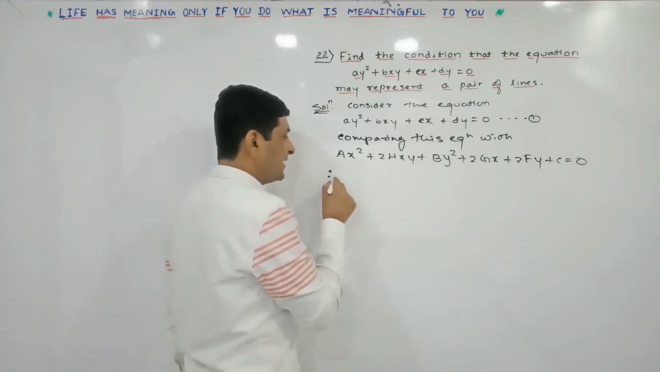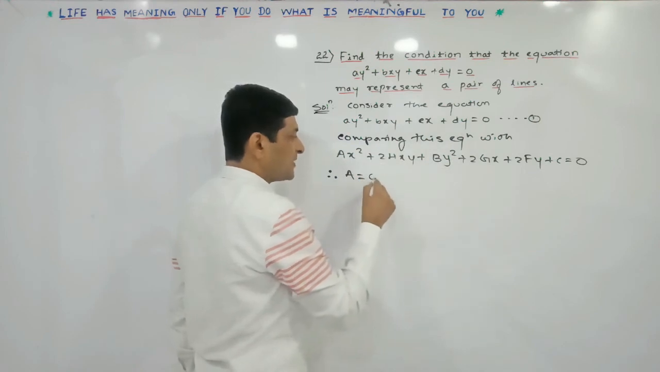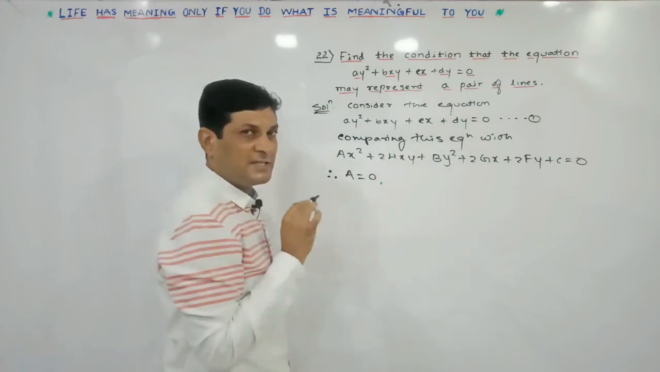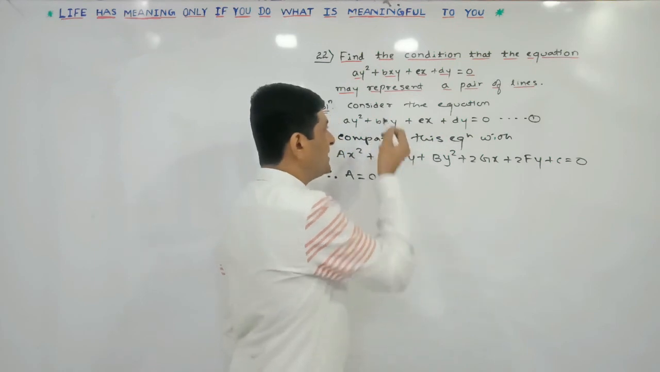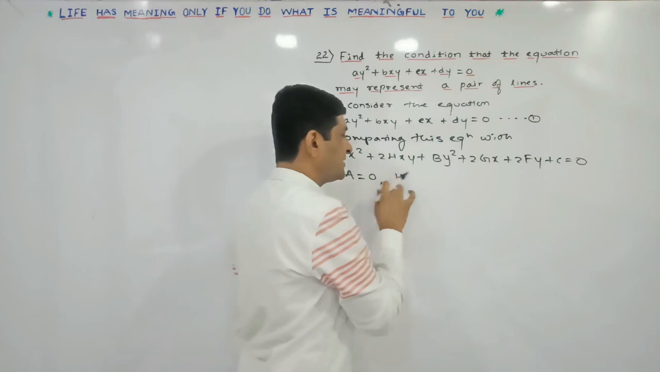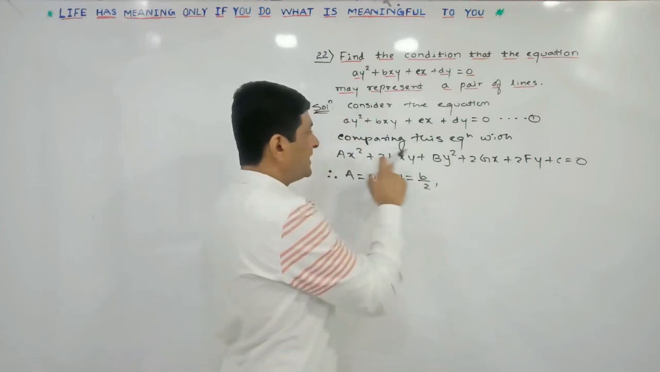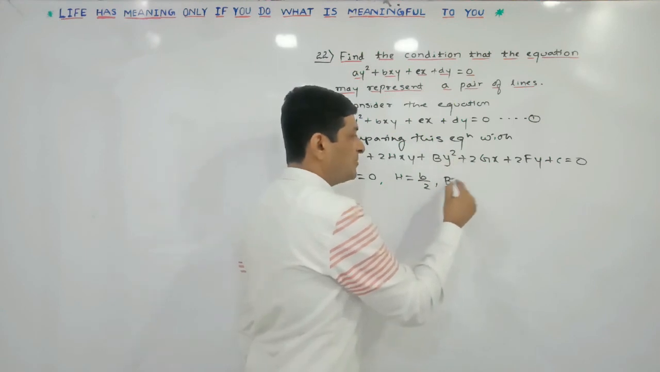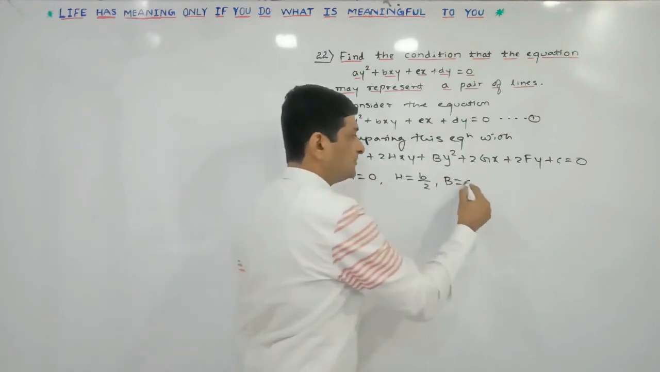So therefore a will be equal to, a means coefficient of x square, but here the coefficient of x square is absent, means we can say that a is equal to 0. 2h means coefficient of xy, which is b here. So 2h is equal to b, means we can say that h is equal to b by 2. Now let us try to find out the value of capital B. B means what here? Coefficient of y square, which is nothing but a.